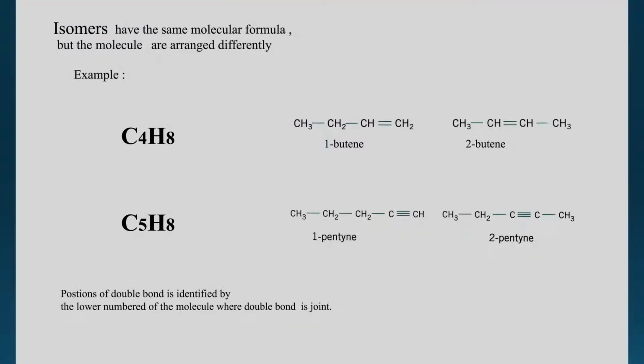So we have to focus on the word isomer. Be very careful. Isomer means you have the same molecular formula but can have a different arrangement. As in the top one, C4H8, you can have the double bond here, or you can have the double bond in the middle. As in C5H8, you can have a triple bond here, or you can have the triple bond in the middle. So that's called an isomer.